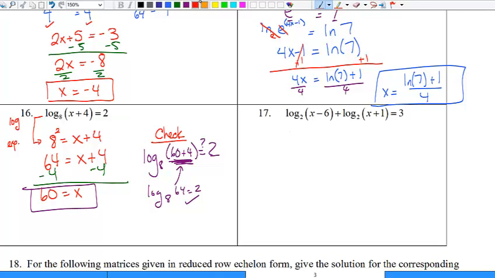Okay, so number 17, I have two logs in this problem. So in order to make it look more like number 16, I need to take those two logs and combine them. Because the sign between the two logs is addition, I'm going to use the product rule, which says I can take the two arguments, x minus 6 and x plus 1, and multiply them. And when you take a moment to multiply x minus 6 times x plus 1, please don't forget to drag along the log base 2.